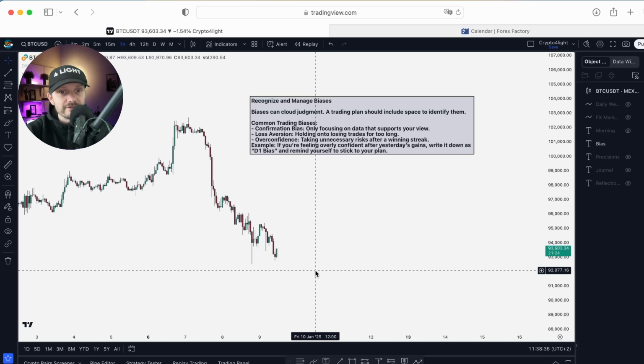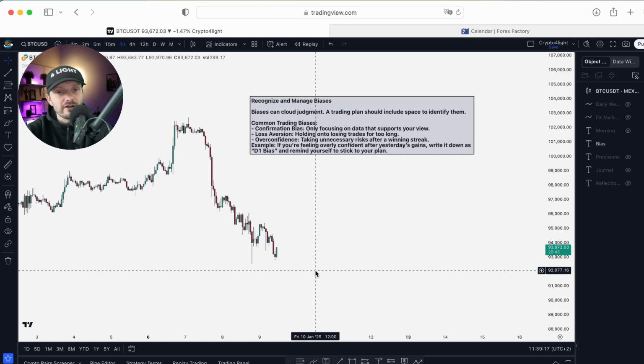Next one is loss aversion: holding onto losing trades for too long. We already talked about the losing streaks and the winning streaks, but trading is all about practice. If you don't close trades, if you hold them too long, you just lose your focus. Next one is overconfidence: taking unnecessary risk after a winning streak. So don't fall into that trap.